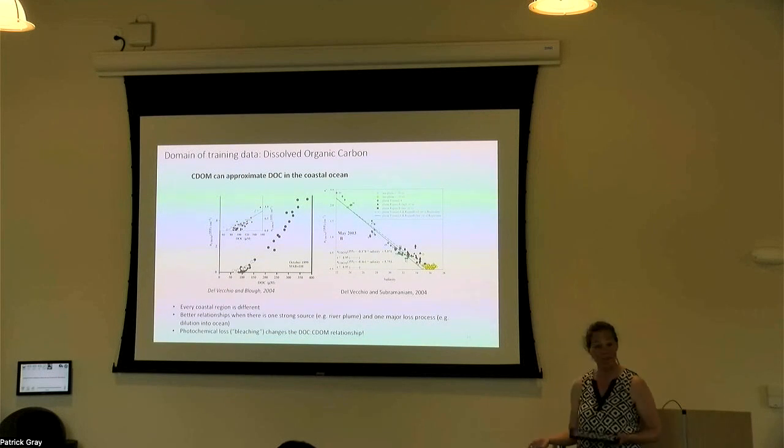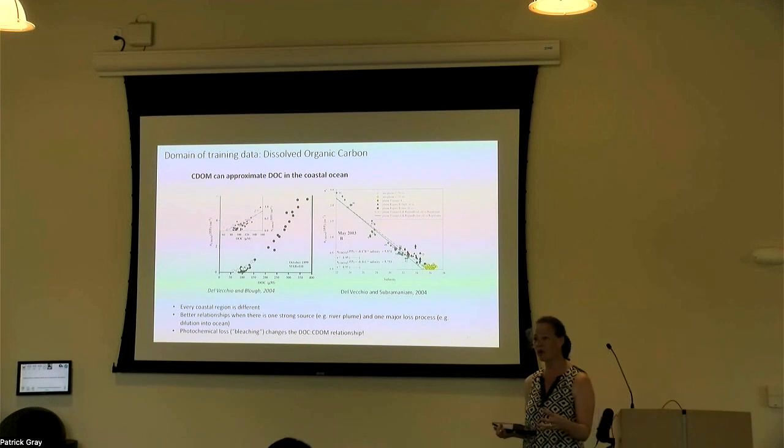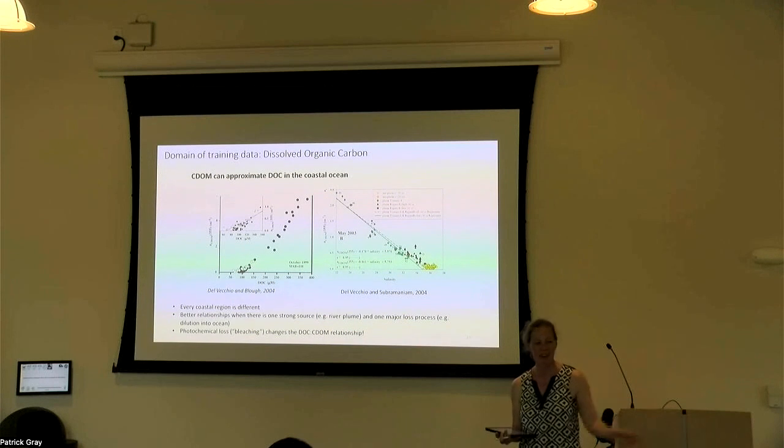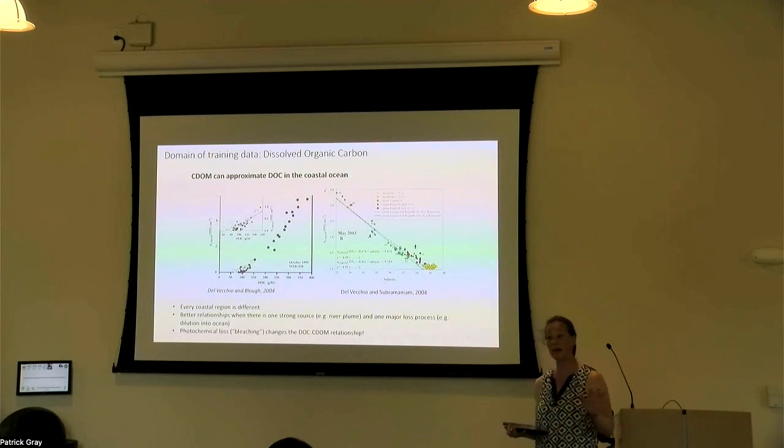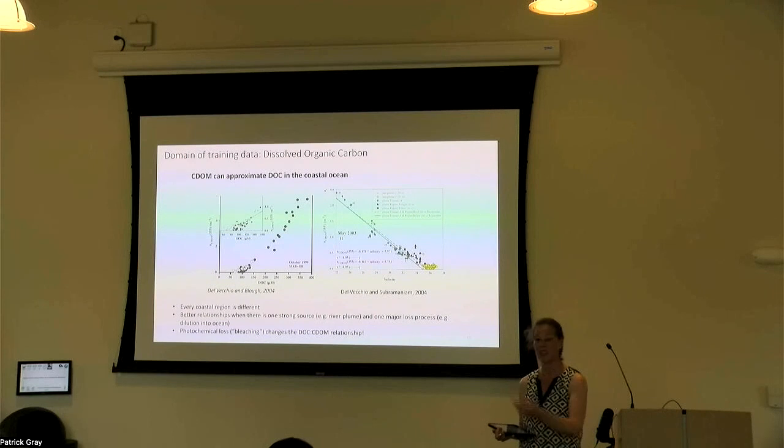which in the coastal ocean, actually, you can use CDOM as a proxy for DOC. This works best in places where you only have one source of CDOM and DOC, like a river plume or a swamp outlet or something like that. And you only have one way that it is going away, dilution into the ocean. Right? So you have a very simple system. You're not worried about photo bleaching, right? Or changes in the DOC to CDOM relationship or natural processes within your system. Then you can do this, and people do this fairly successfully in restricted relationships.